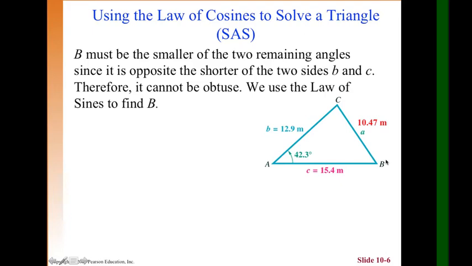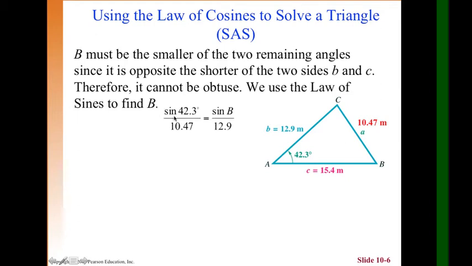So, B must be the smaller of the two remaining angles. Sa dalawang angles na to, let's say C tsaka B, mas maliit yung B kasi yung opposite niya, mas maliit. Yung side niya na measurement, mas maliit kaysa sa C. So, ibig sabihin, the more na mas maliit yung side mo, yung opposite side mo, mas maliit yung angle mo. Okay, so, since it is opposite, the shorter of the two sides BC, therefore it can't be obtuse. We use the law of sines to find B.